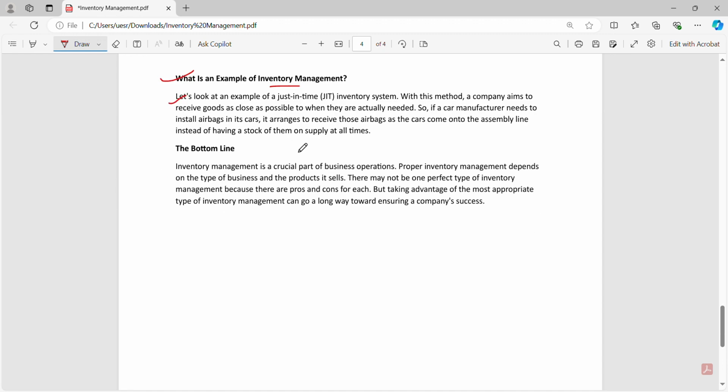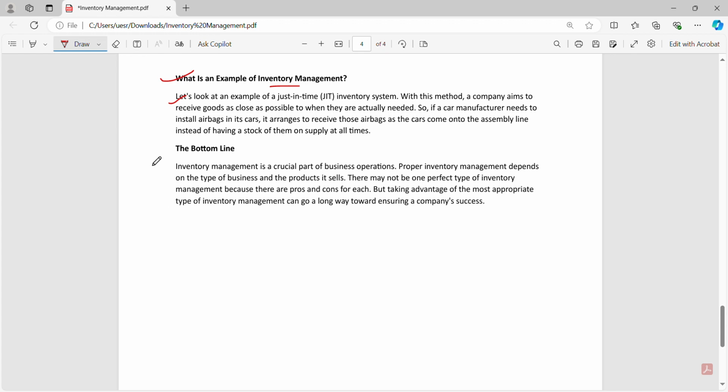So what is an example of inventory management? Let's look at an example of just-in-time inventory management. With this method, a company aims to receive goods as close as possible to when they are actually needed. So if a car manufacturer needs to install airbags in its cars, it arranges to receive those airbags as the cars come onto the assembly line instead of having a stock of them on supply at all times.